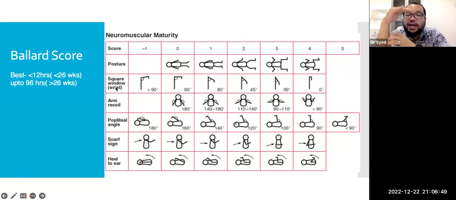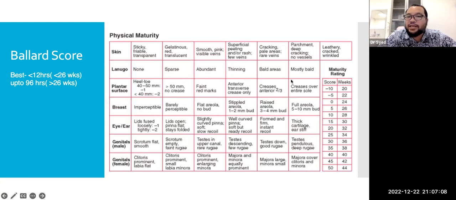Square window ni, square window tangan dia, dekat dia punya wrist dia. Kan, the more premature the baby, the more dia tak boleh nak flexkan dia punya wrist. The more term baby, dia boleh flexkan lagi banyak. Arm recoil, popliteal angle. Campur yang neuromuscular maturity ni, campurkan dengan yang ni. Berapa marking dia. So kita dapat, contohnya kalau dapat marking 30, is actually around 36 weeks. Tapi biasa kita akan dapatkan range. Kalau 20 to 25, so dia punya gestation age dia is 32 to 34 weeks gestation.